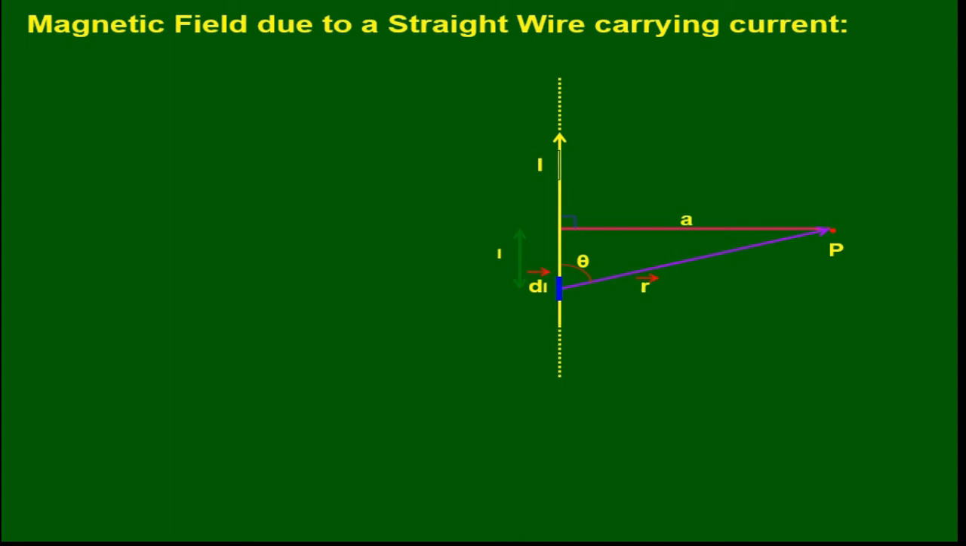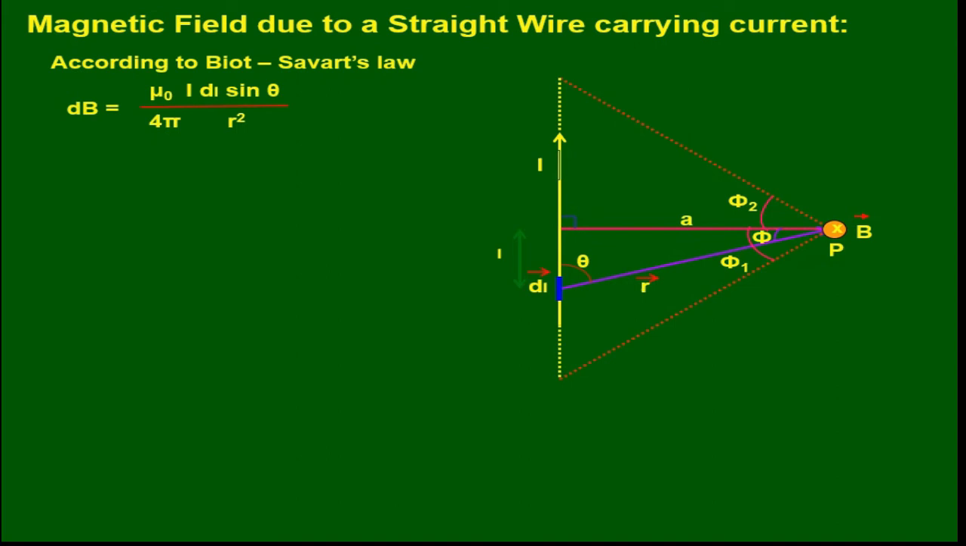Now by right hand thumb rule you can see, if I is going upward, then the magnetic field intensity will be going inward into the plane of the paper. So phi would be definitely equal to 90 minus theta. Then phi 1 is the lower limit and phi 2 is the upper limit for the entire length of the straight wire. B is the magnetic field intensity that is going inward.